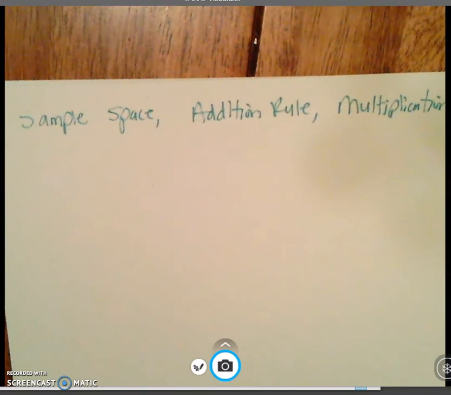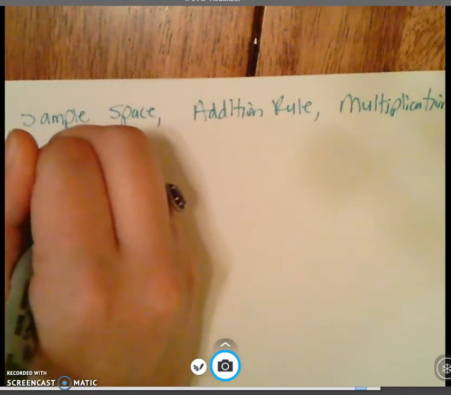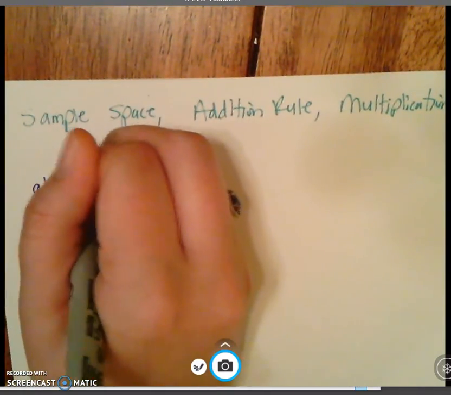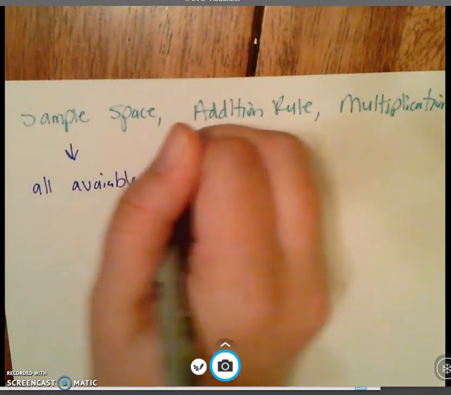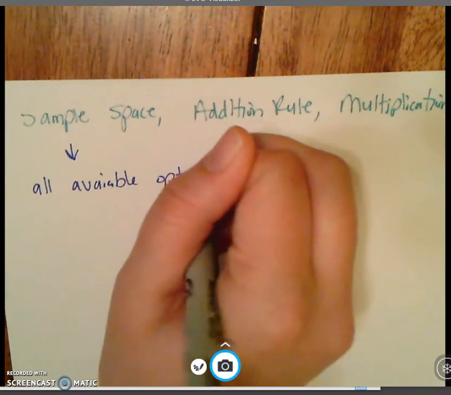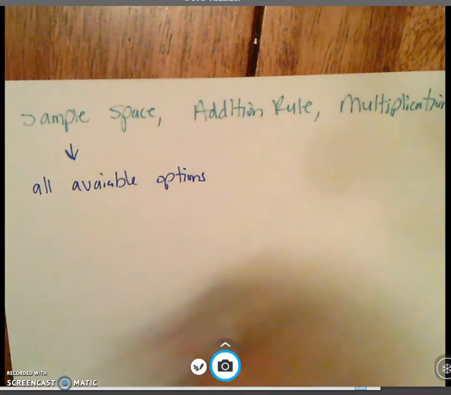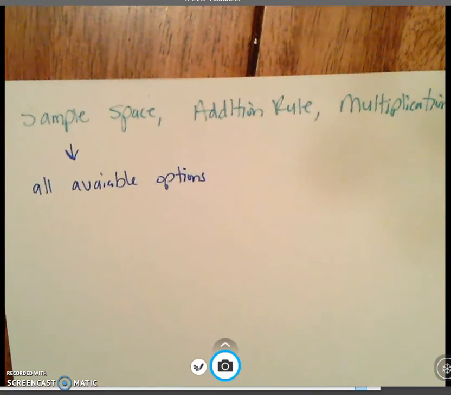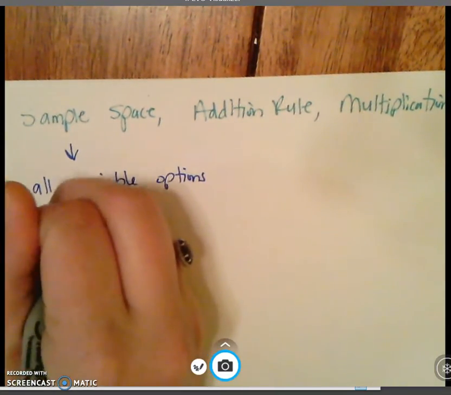First, sample space. We actually talked about sample space in class. Sample space is all available options. So, for instance, we did the ice cream example where we listed out all the combinations you could have of one flavor of ice cream and a set of toppings. Do you remember doing that on the board? In a deck of cards.